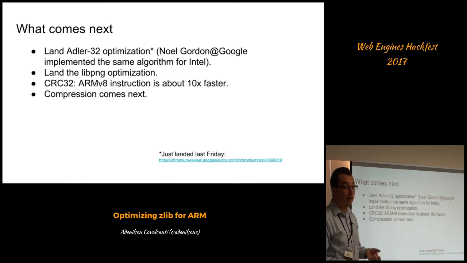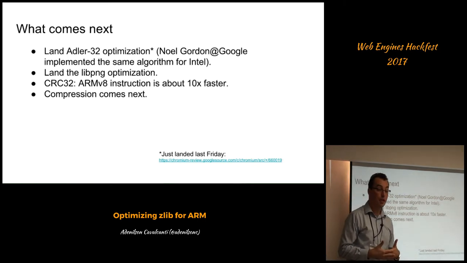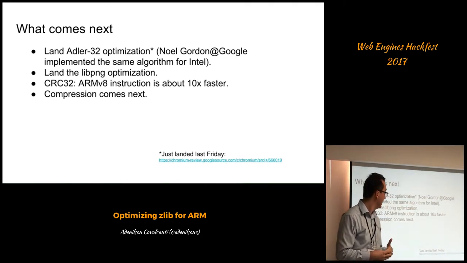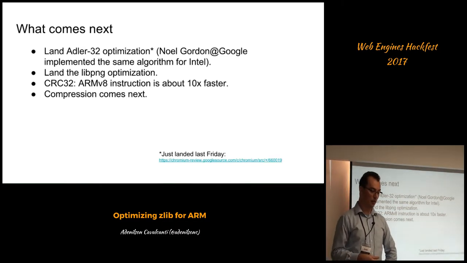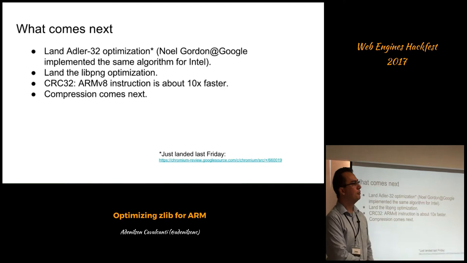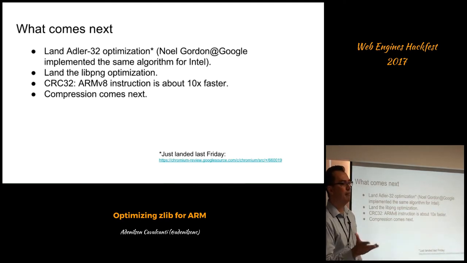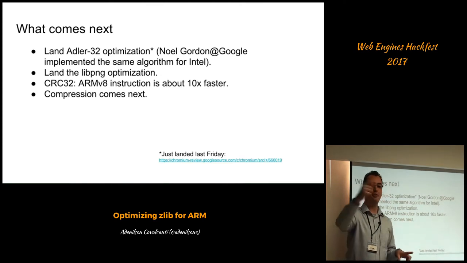Next, we should also land the PNG optimization. That's going to help out for PNG images with palettes. And ARMv8 has a series of CRC32 instructions that use the correct polynomial. So I have a patch that makes the execution of the CRC32 about 10 times faster. I tested it on my Google Pixel and it improved PNG decoding about 7%. So on top of those 40%, we're going to have another 7%.